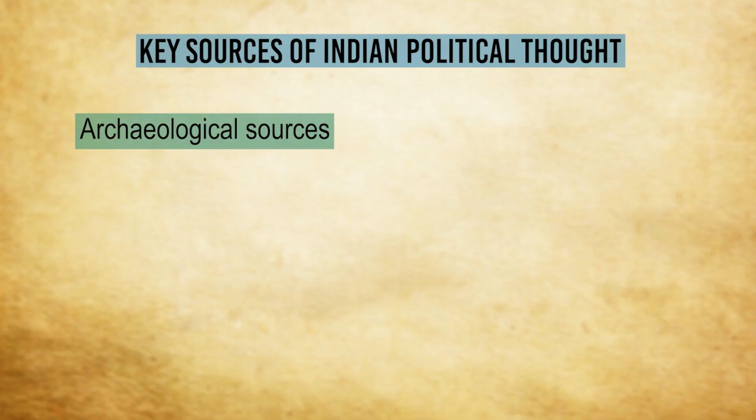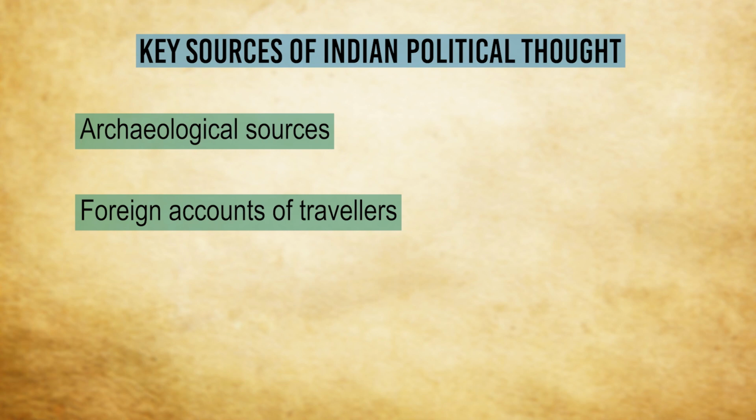The second source refers to the accounts by foreign travelers. Students, you are familiar with the writings of Megasthenes, Fa-Hien, Hiuen Tsang. The third and the most important source, literary sources, give us multiple and varied ideas about institutions prevalent in ancient India. Let us now come to the major literary sources of ancient political thought.